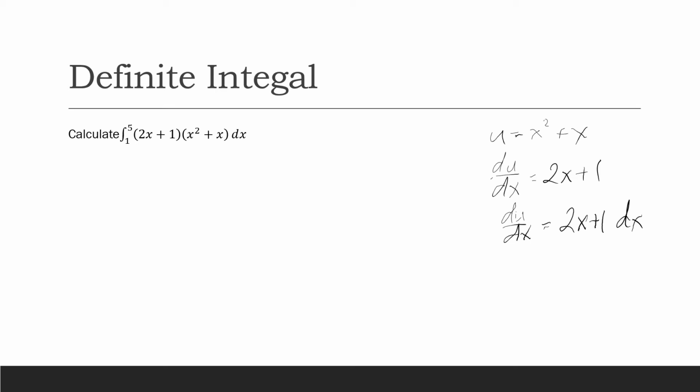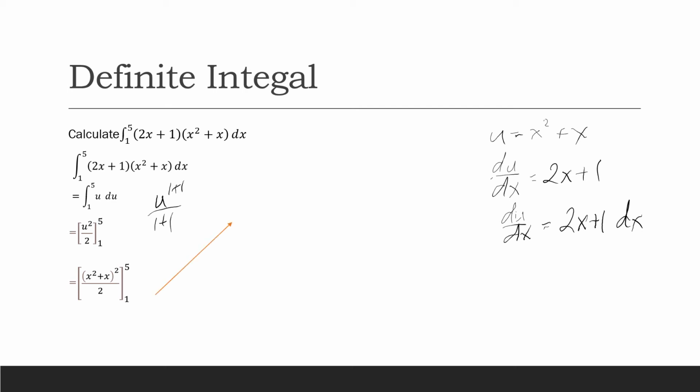To solve the question, we have to write the question back, and then we substitute u. After that, we integrate the u. We get u squared over 2, which is from u to the power of 1 plus 1 over 1 plus 1. Then we substitute u with x squared plus x. So we bring the limits to the side.